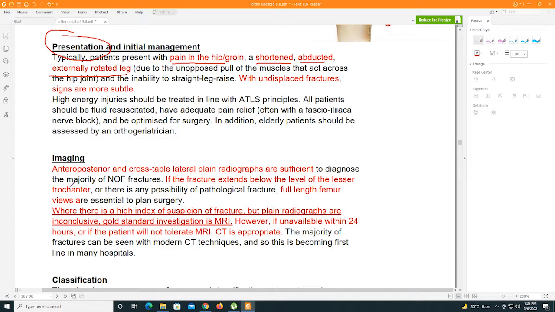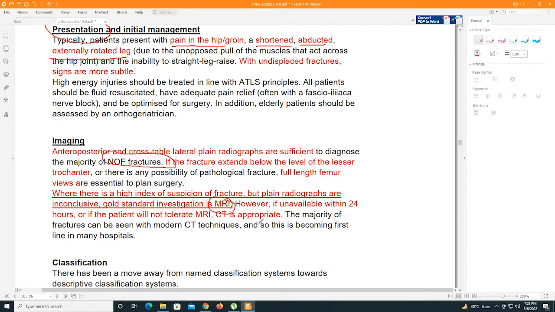Then, what should we do? This is a problem which comes again and again in MRCS Part A. Just look at this word, MRI. MRI is the gold standard for any kind of neck of femur fracture. Why? We always come to know that CT can see the bone far better than MRI, isn't it? The reason is that you have to look back on your knowledge of the stroke.